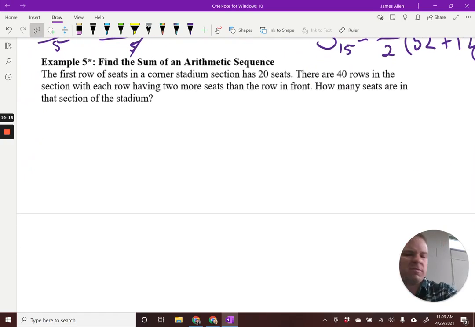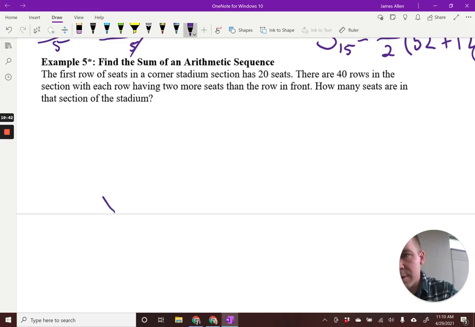All right, so the first row of seats in a corner stadium section has 20 seats, and there's 40 rows in the section with each row having two more seats than the row in front. Okay, I stumbled through that terribly. All right, so we're starting with 20 seats, and we're going up by 2 each time.